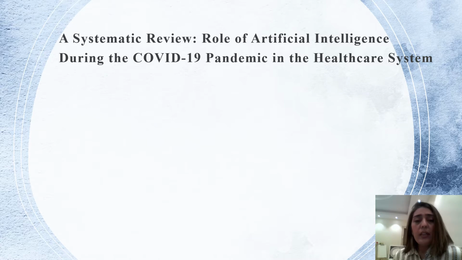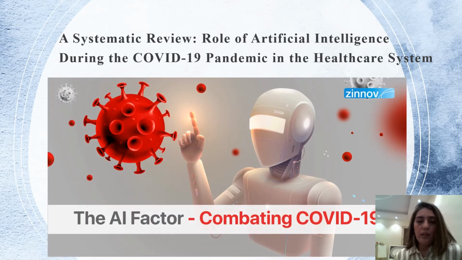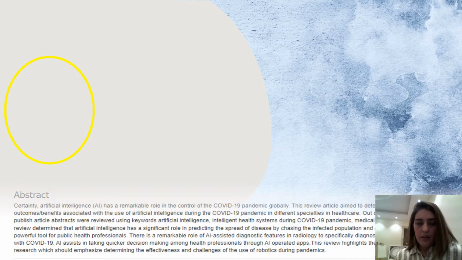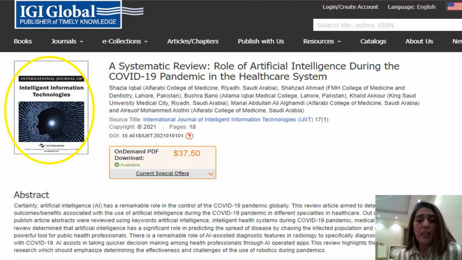At the same time, when we were doing this review, the COVID-19 pandemic happened, and it gave us a thought: why should we not study in a short review how much artificial intelligence is being used in the healthcare system in detecting COVID-19 pandemic, in detecting infected cases, because there were a lot of highlights coming in the media that artificial intelligence is really helping us to detect and trace the disease itself. This was a second systematic review published in IGI Global Intelligent Information Technologies, a systematic review about the role of artificial intelligence in COVID-19 pandemic in healthcare profession.